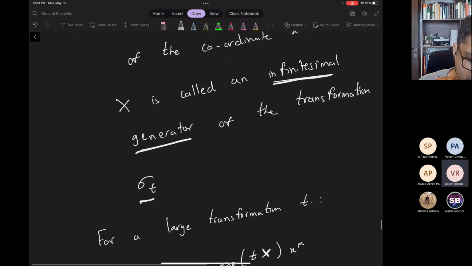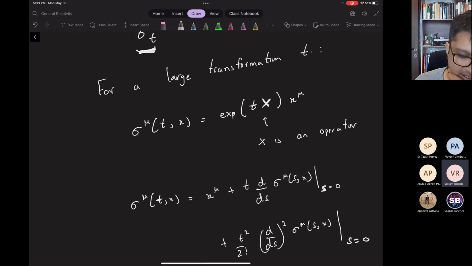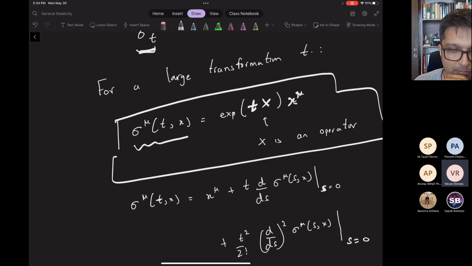So X generates this transformation. Now we could ask, what happens for a large transformation t? If our transformation t is not small, then how would I solve this? The claim is that in general we will write something like this: sigma mu t x will be an exponentiation of tX acting on x mu, being the initial point that I'm at. So let's see how this is realized.